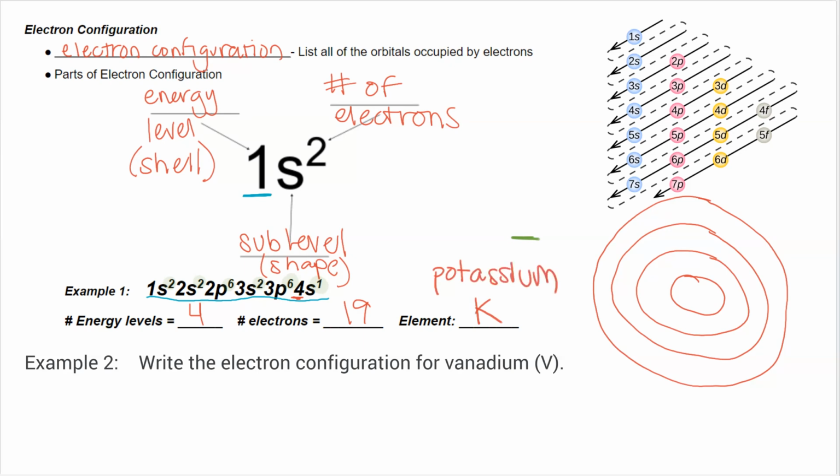So just to recap, we can figure out the number of energy levels just by looking for the highest number in our electron configuration. And then we can figure out the number of electrons just by adding up all of the superscripts in our electron configuration. So we can find out a lot from this electron configuration thing. Does anybody have any questions before we move on?